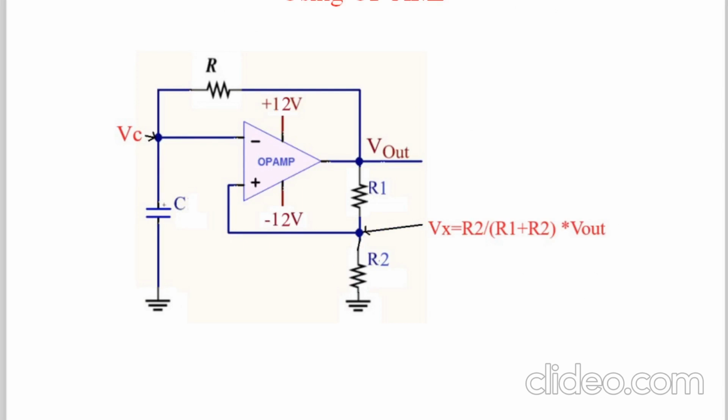Now here initially we have to consider something. Number one, whatever capacitor we have taken, that capacitor was initially discharged, means voltage across capacitor VC was 0 volt before turning on the power supply.